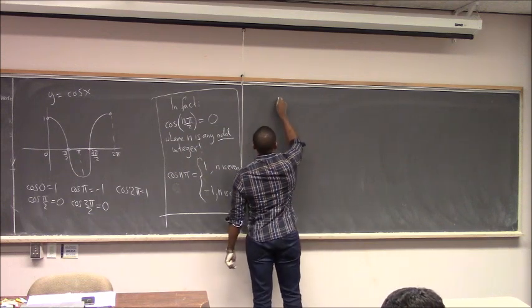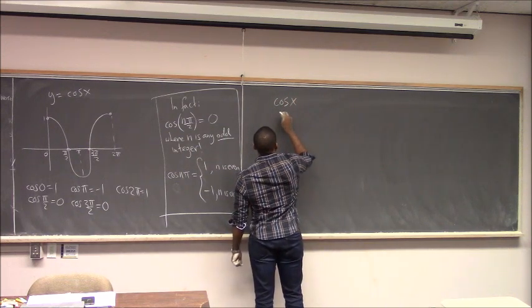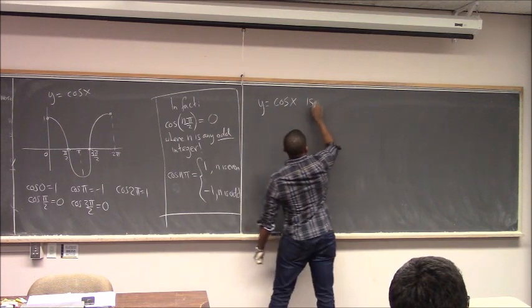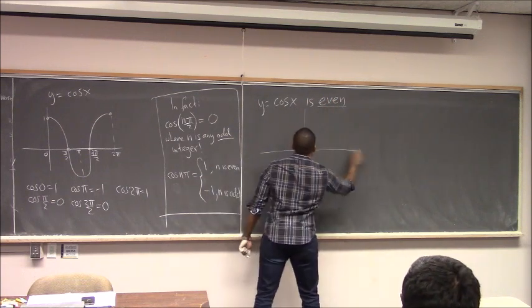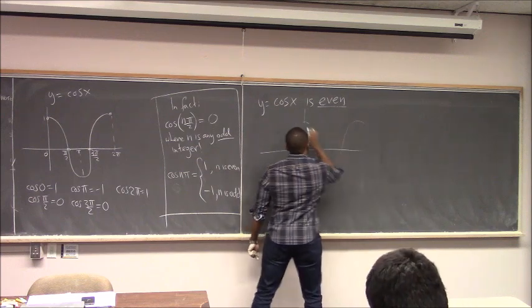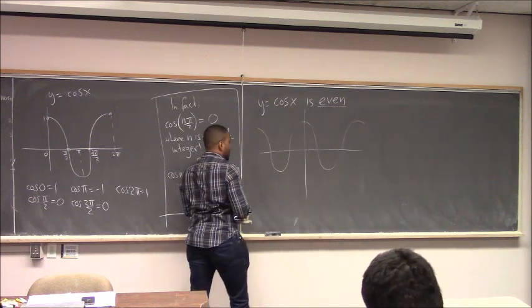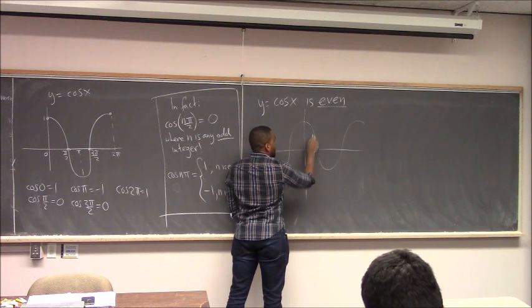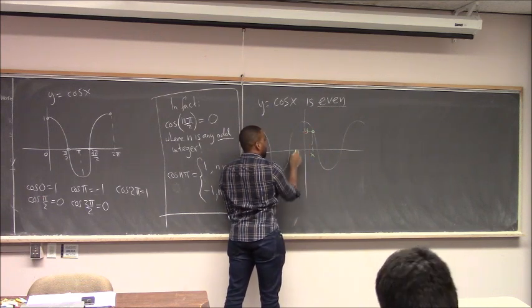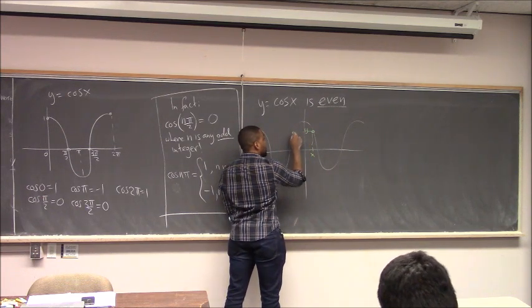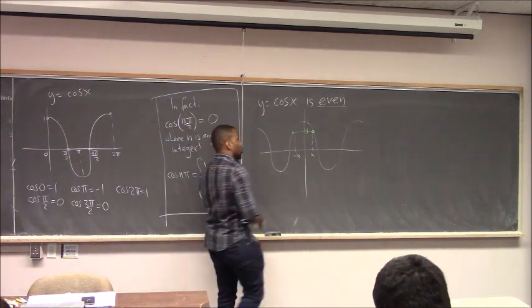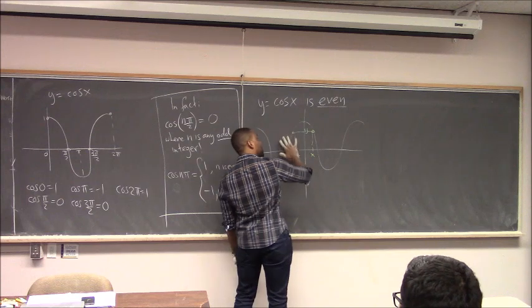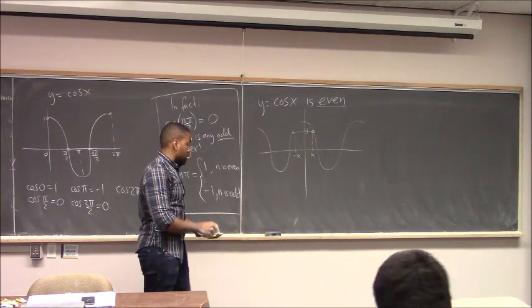Another important idea is cosine x is an even function. You will notice that if you were to continue this pattern, pick an x over here, you'll get a certain y value. Pick the negative of that x, you actually get the same y value. The cosine is symmetric about the y-axis, so if I take the right side and I flip it, it falls right on top of the left side.